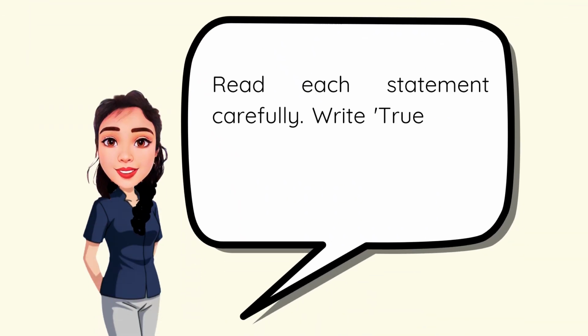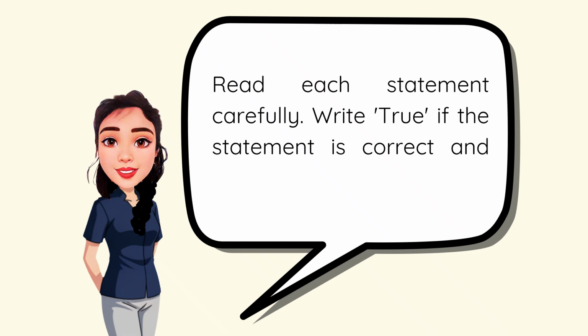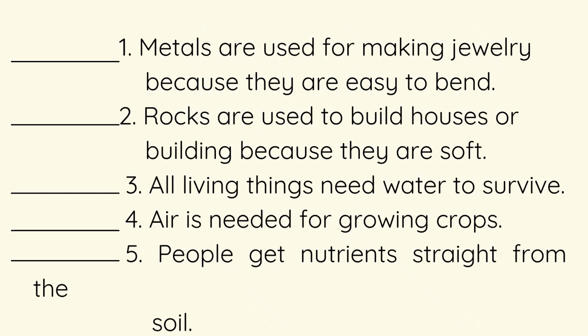Read each statement carefully. Write true if the statement is correct and false if it is not. Number 1, metals are used for making jewelry because they are easy to bend. True. Number 2, rocks are used to build houses or buildings because they are soft. False. Number 3, all living things need water to survive.